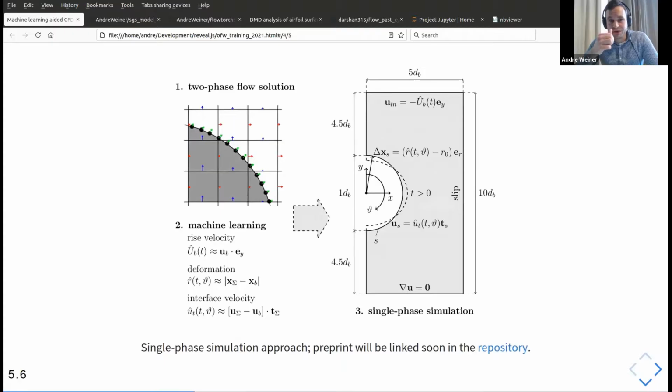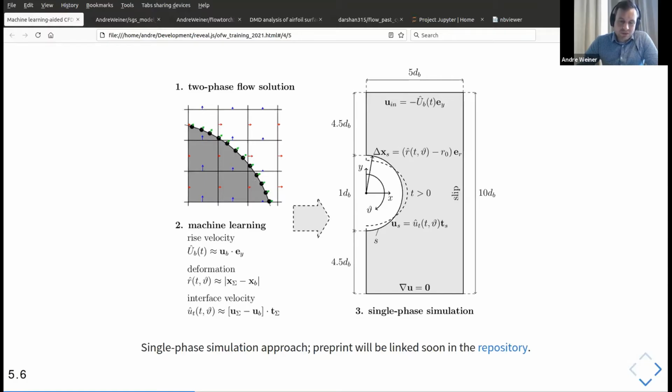Here's how it works in a nutshell. We start off with a two-phase flow simulation. Here, the group in Eindhoven has conducted some front-tracking simulations. From those simulations, we know the position of the interface over time from the little black dots here, the front markers. Of course, we know the velocity field in the gas and in the liquid phase, and we can interpolate the velocity to the front marker points.